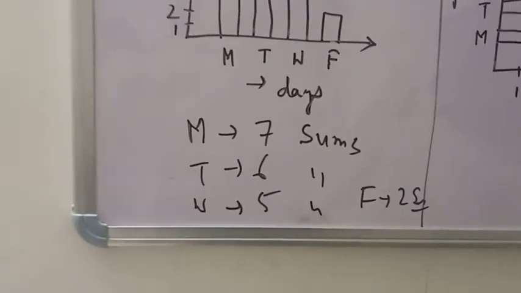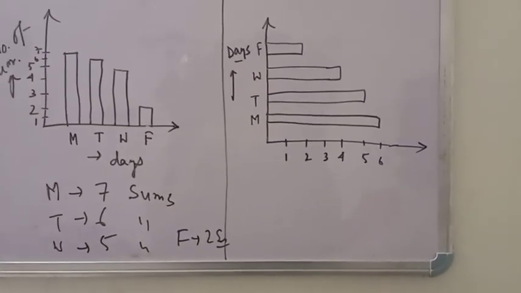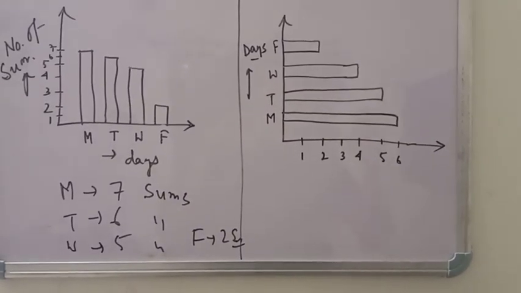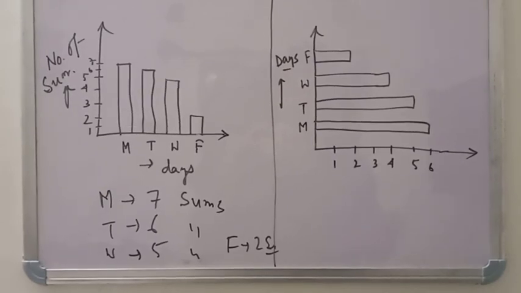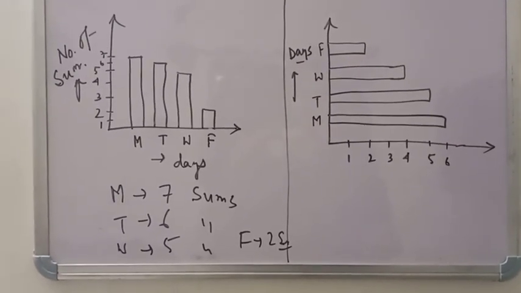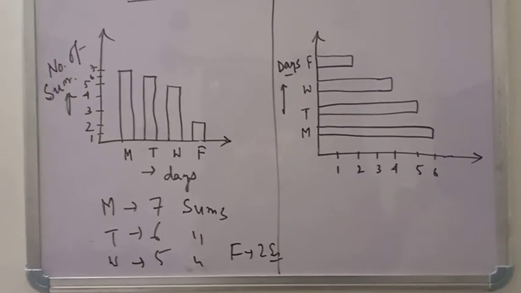If questions come, then these types of questions are coming. You have to find this data. Okay, drawing type questions are not coming in the exam. So these are the bar graph and these are the column graph.